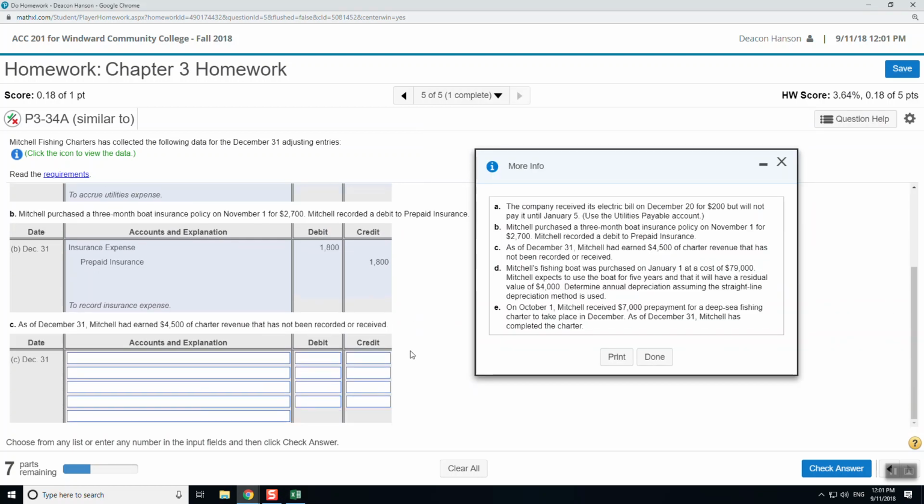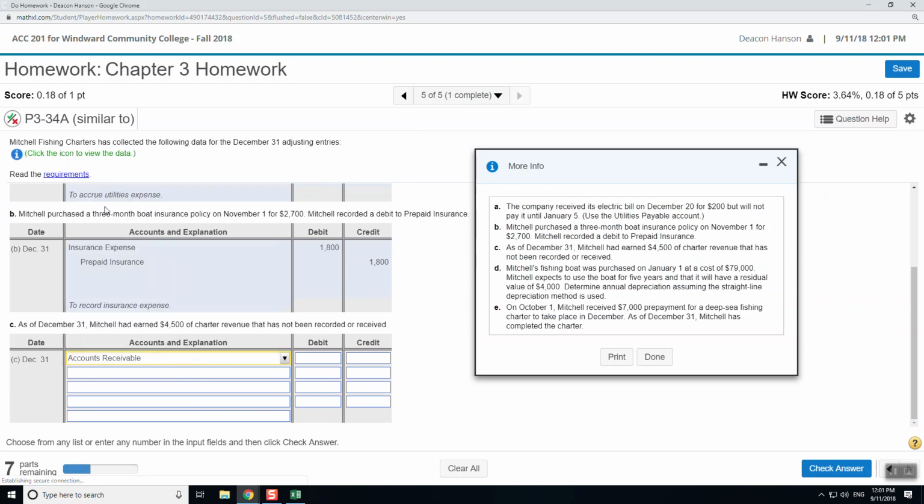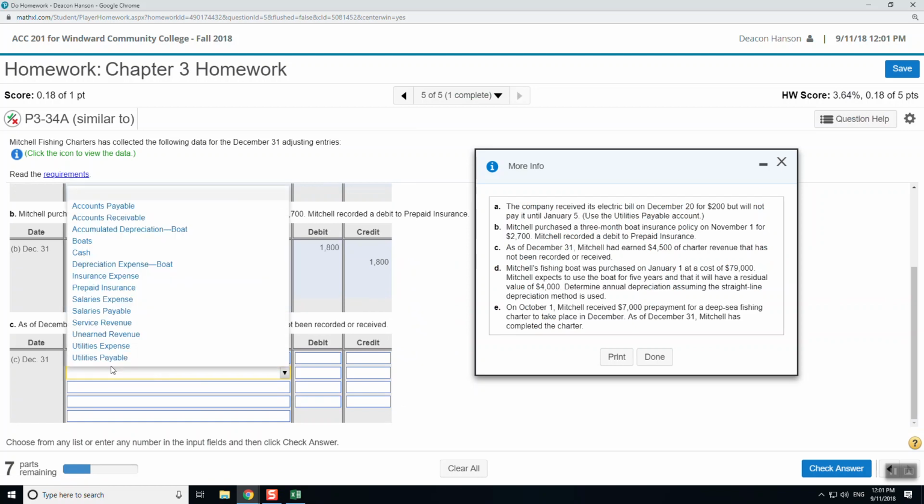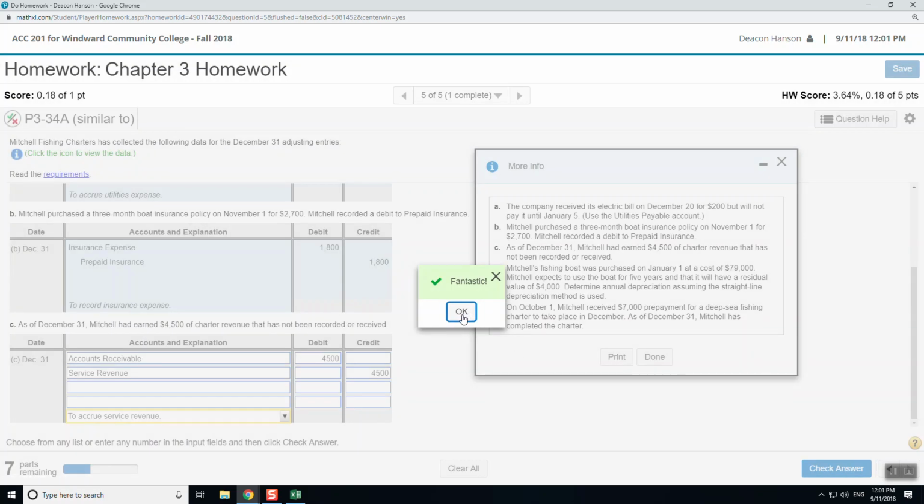But it says we haven't collected any revenue yet. Right. So what account do I use when I haven't collected the revenue, but I earned it? Accounts receivable. And then I will go ahead and book the revenue, 4,500. That's an example of an accrued revenue. We're accruing more revenue, so to accrue service revenue. Fantastic.